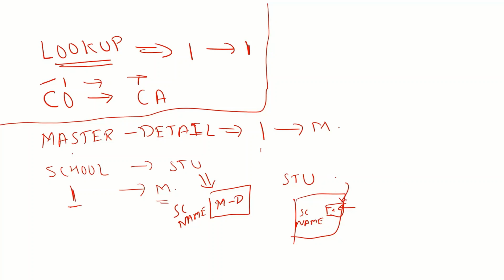This is the primary condition for the master detail, that every detail record, in this case the student, should be associated to the master record. So every student record should have a school name. This particular field should not be blank. If it is blank or null, then there will be an error if you try to save that record.